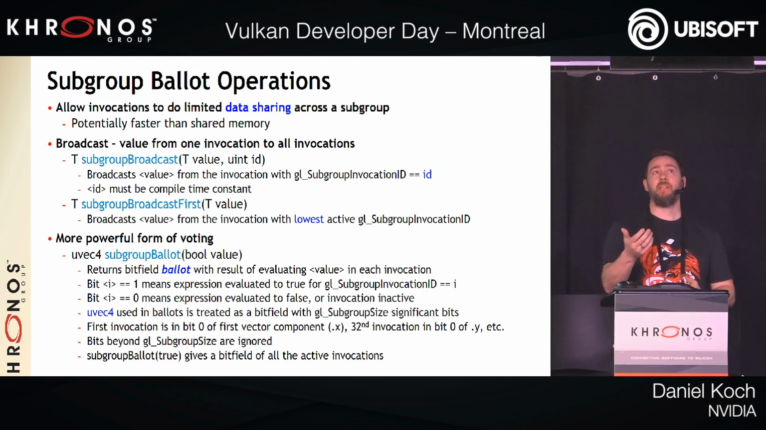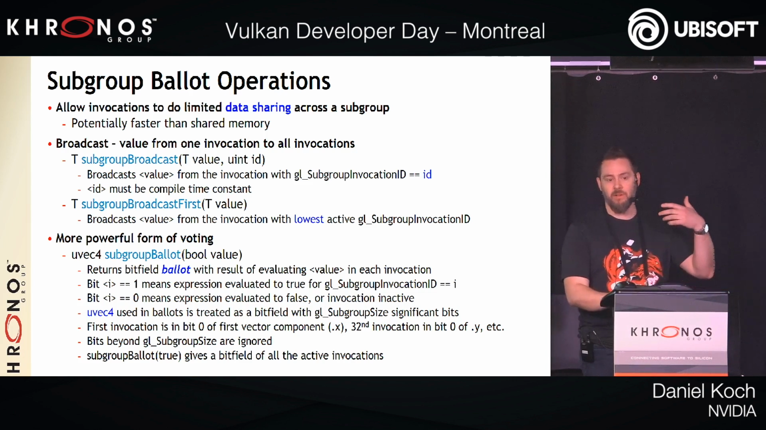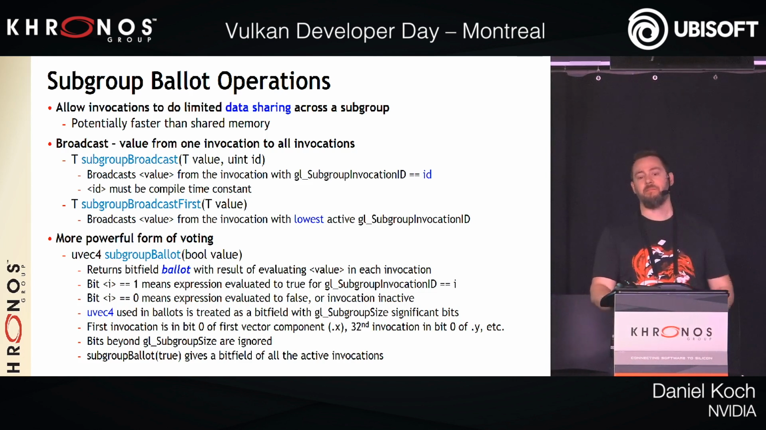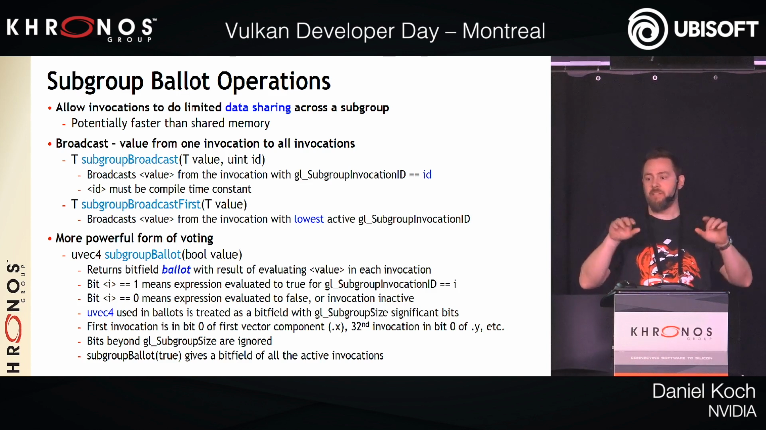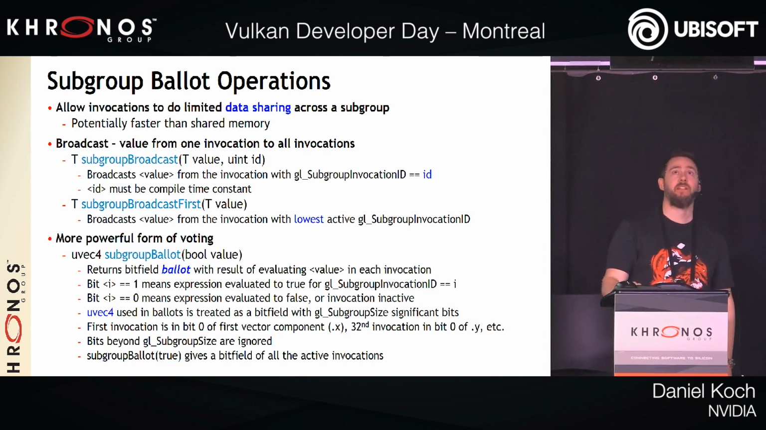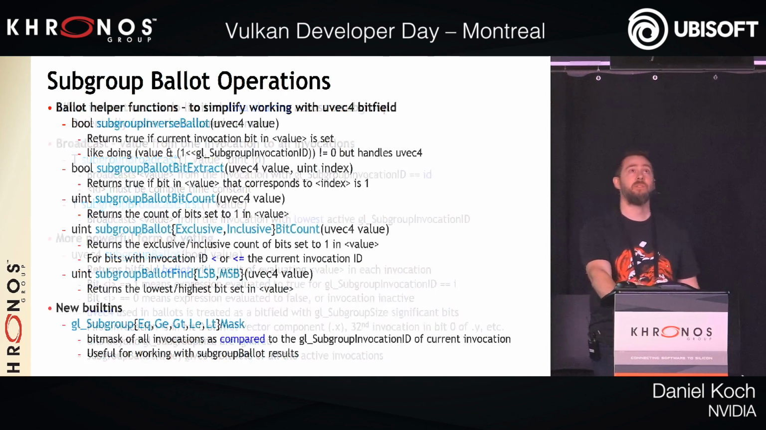And one thing to keep in mind is if you do subgroup ballot true, that gives you a bit field telling you all the threads that are currently active in this particular branch of code. So that's often useful to know which ones you can operate on.